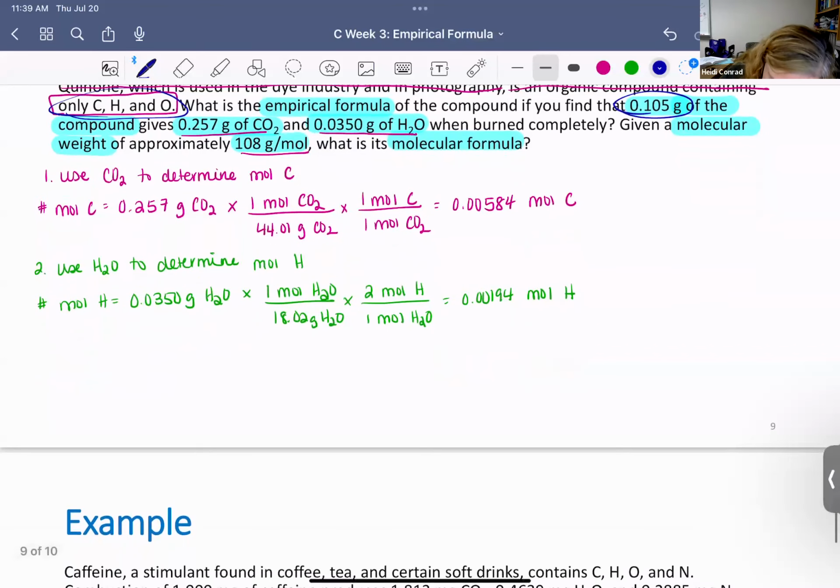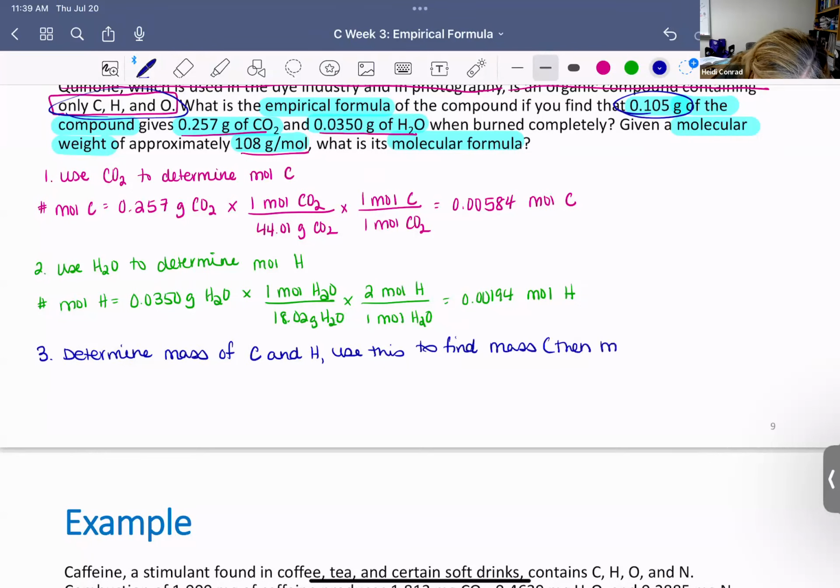I'm going to move this up so I can write down here. So number 3, I'm going to determine the mass of carbon and hydrogen and use that to find the mass and then moles of oxygen. But I'm going to do it in one fell swoop. You can do this individually. That's fine. I don't care. But I'm going to do it in one big calculation because it just makes my life easier.